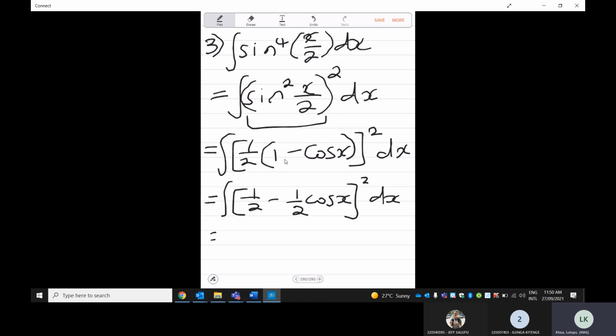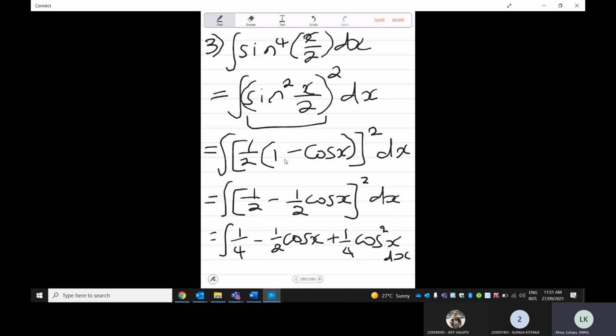So we know how to raise a binomial to the power of 2. So this is half squared, which is 1 over 4. And then half times negative half cos x times 2, which is negative a half cos x. And then minus a half cos x squared, which is plus 1 over 4 cos squared x, and then we integrate with respect to x.